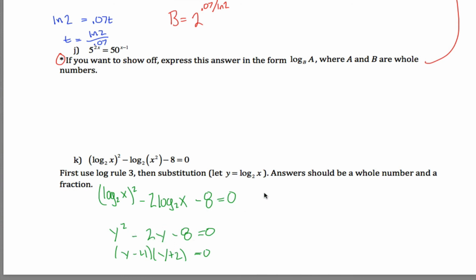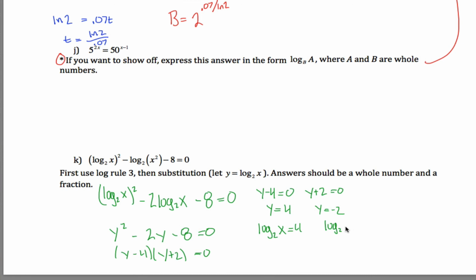So now you got something times something else equals 0. And that can only happen when one of those two things equals 0. So either y equals 4 or y equals negative 2. And you're like, wait a minute, it says my answer should be a whole number and a fraction. I got two whole numbers here. What went wrong? Well, you didn't solve for x, right? You solved for y. y is something that we made up. y is the log base 2 of x.